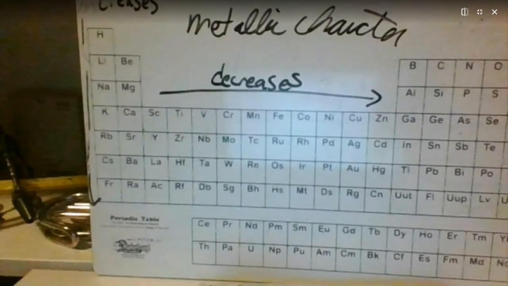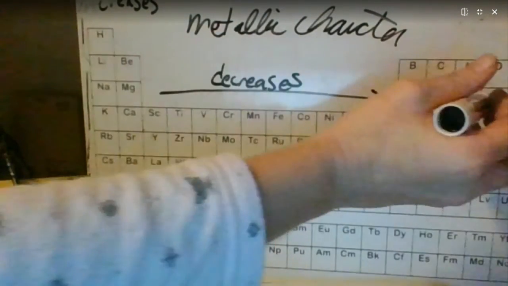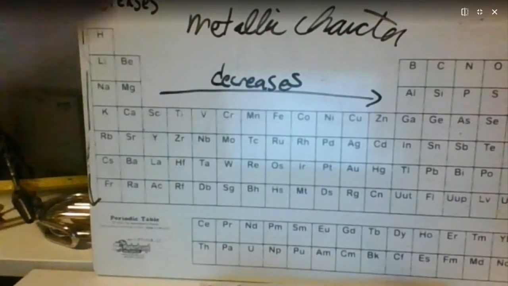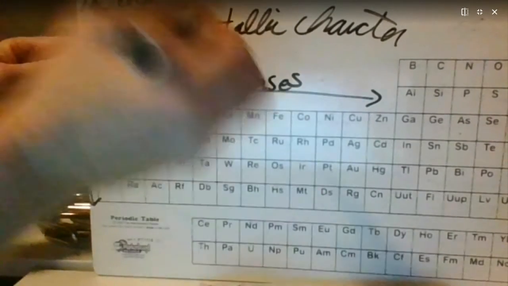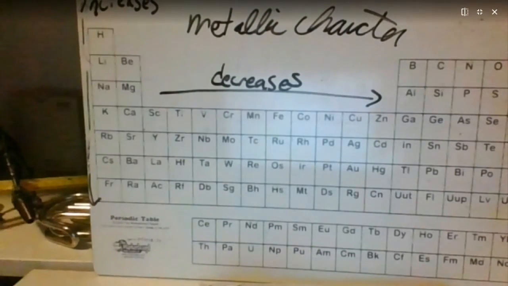Okay, metallic character is obviously going to increase. Metallic character is also going to decrease as you move towards the nonmetals. And as we move down the periodic table, the metallic character increases as well.